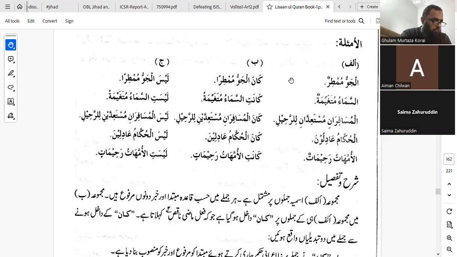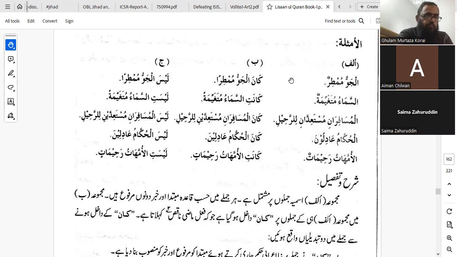Ji. Actually I didn't write this down. Just a second, sir. I'm noting it down. So it changes to become the ism of kana. So that's why it remains marfu', and the khabar becomes mansub. Very good. Mutaghayyimatan.